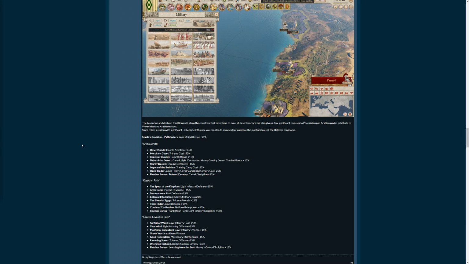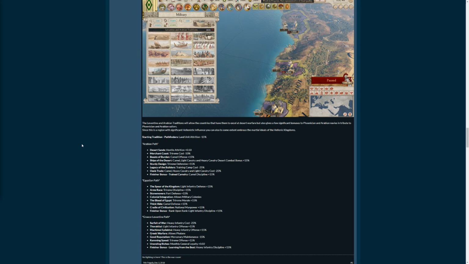The Arabian path. Desert Sands, hostile attrition plus 0.5. Love that. Merchant Coast, trireme cost minus 50%. Beasts of Burden, camel offense plus 15%. Ships of the Desert, camel, light cav, and heavy cav desert combat bonus 15%. That's a big one. That's across 3 different types of units. Sturdy Design, trireme defense 15% up. Legacy of the Builders, trading camp cost minus 25%. I said trading camp cost.